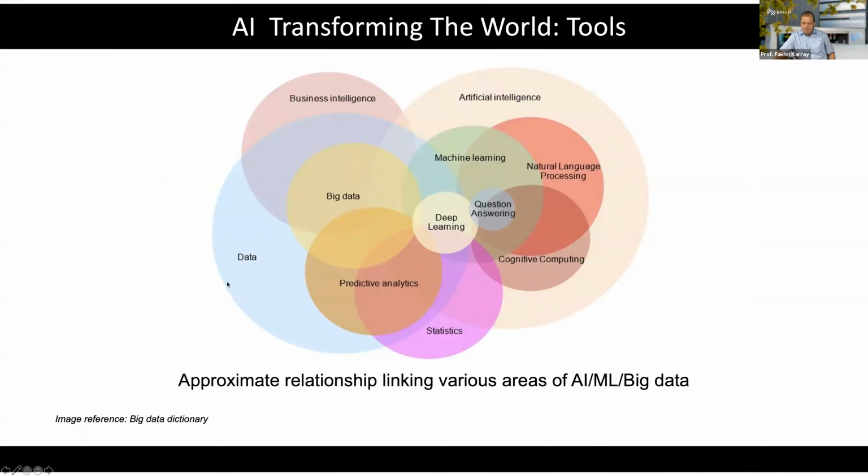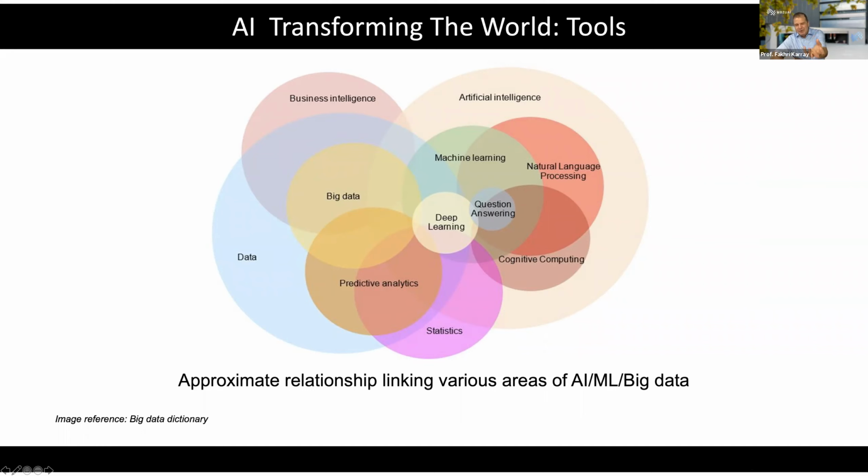So, the approximate relationship linking various areas of AI, machine learning, and big data. This is a picture that illustrates each area and how it overlaps with other areas. So you can see data, big data, predictive analytics.